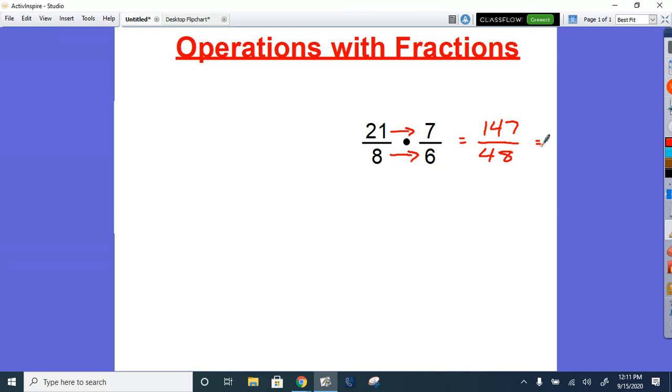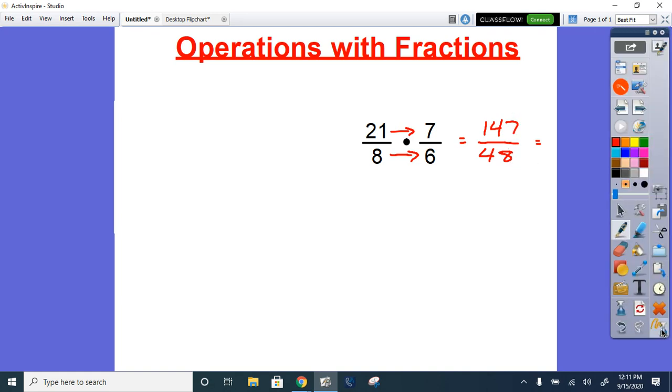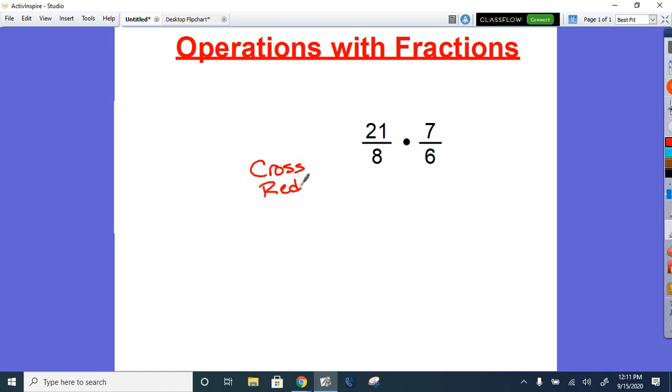And what I know here is that is not a simplified version. I would have to reduce that, but it may take me a while to figure out what the greatest common factor between these two values is. So I have a simpler way, which we call the cross-reduce method. Cross-reduction, another word for it is really cross-division. I'm going to look at my numerator on one fraction, and my denominator on the other, and see if diagonally there is a common factor between them.